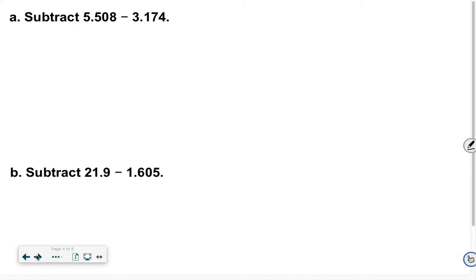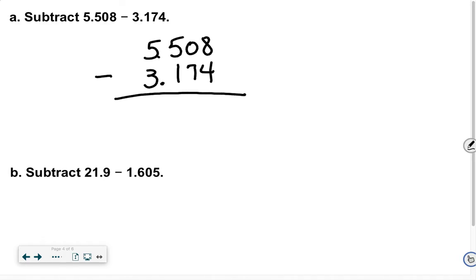What do I have to do when I stack these up? What do I have to do, Tyler? You gotta put the smallest number on bottom. Okay, that is true. So I've got 5 and 508 thousandths minus 3 and 174 thousandths. Being careful that you line up. You've got to line them up well. And if you can't keep your paper organized and line them up, that's when you can use that graph paper that has those columns for you.